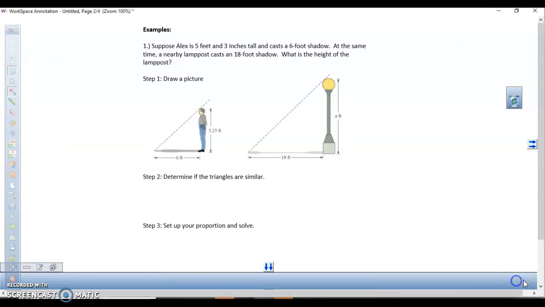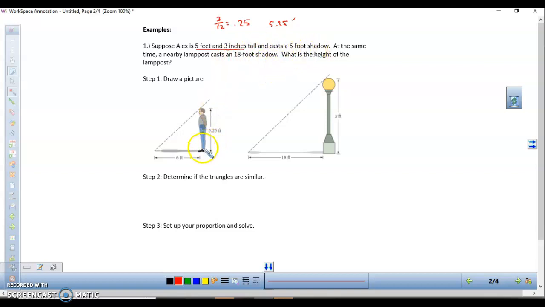It's pretty straightforward. First, suppose Alex is 5 feet 3 inches tall. The very first thing I'm going to do is put this in feet. 3 out of 12 inches is 0.25 feet, or a quarter of a foot. So he's really 5.25 feet tall, and he casts a shadow that's 6 feet long.